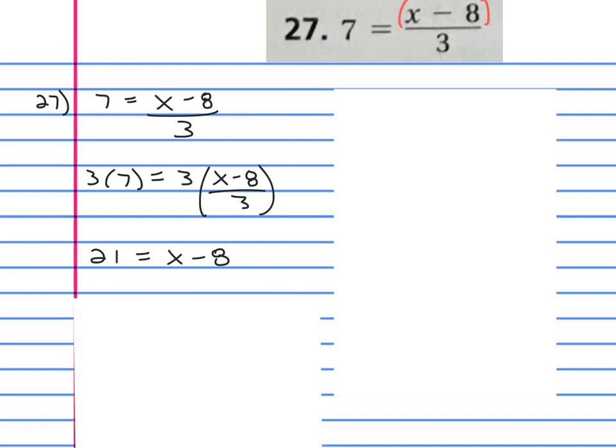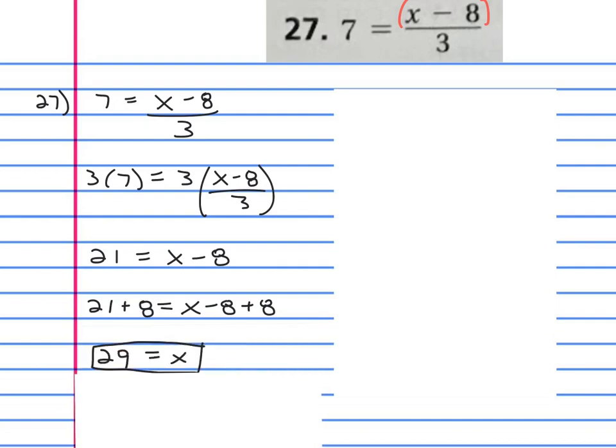Okay, leaving just one more thing to do, which is to add 8 to both sides. We do 21 plus 8. And we do x minus 8 plus 8. Okay, now we just got to simplify. 21 plus 8 is 29, and x minus 8 and then plus 8, these two pieces undo each other, and we get just x. So 29 equals x.